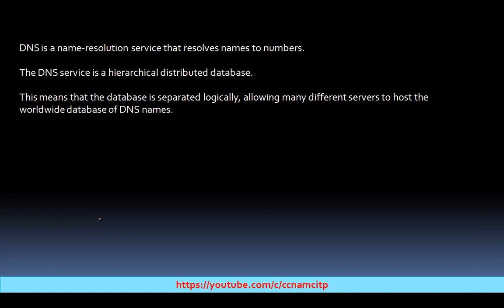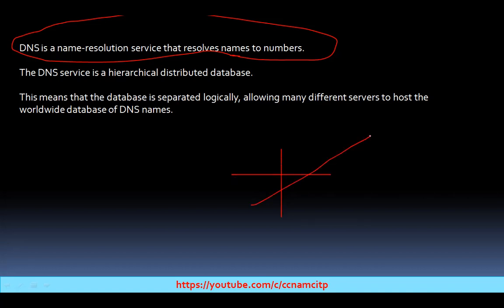If we talk a little bit more, DNS is a name resolution service that resolves names to numbers. The main function is that it resolves names to numbers, because it is very easy for humans to remember names, but quite difficult to remember something like 192.168.0.1. It is quite lengthy and humans can make a mistake. But machines deal with numbers. So the basic function of DNS is to resolve names to numbers.